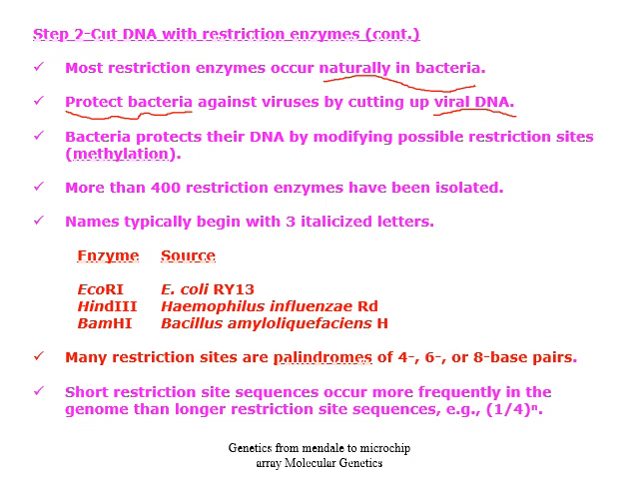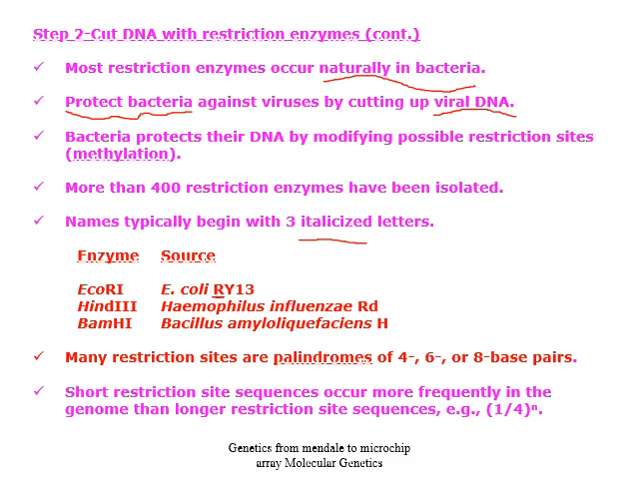More than 400 restriction enzymes have been isolated, and this increases every day. Names typically begin with three italicized letters for the bacterium, and a number. For example, EcoRI, and HindIII. This is EcoRI from E. coli, HindIII from Haemophilus influenzae, and BamHI from Bacillus amyloliquefaciens.